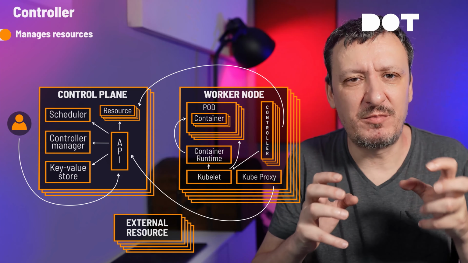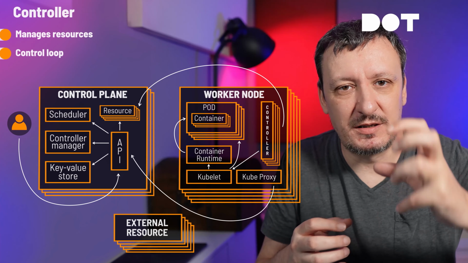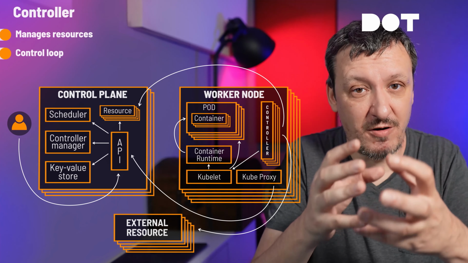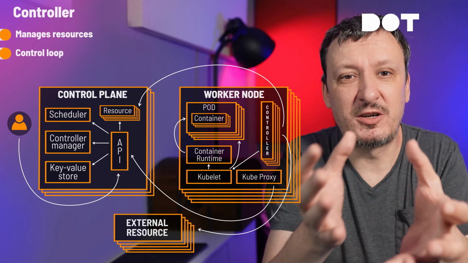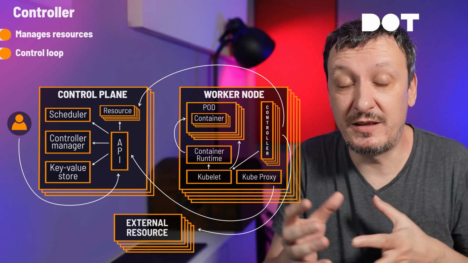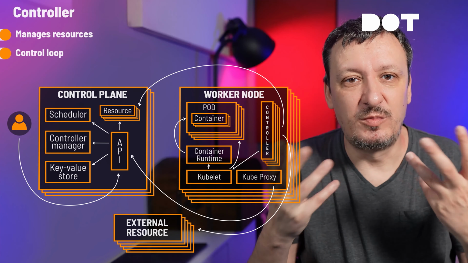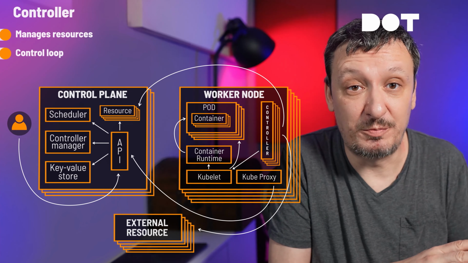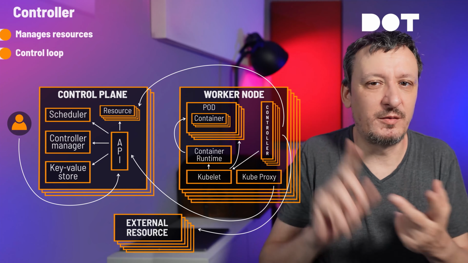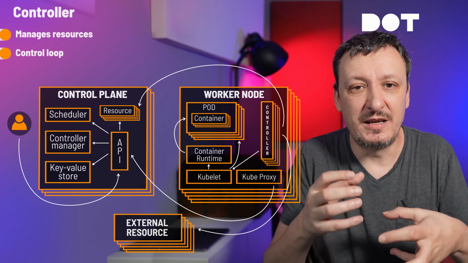And controllers have something called a control loop. They're constantly monitoring the state of a resource and making sure that that state, let's call it the actual state, is the same as the desired state. And in the context of Kubernetes, the desired state is what we told kubeAPI should be the state of some resource. Now, some controllers are baked into Kubernetes: node controller, endpoint controller, deployment, stateful set, replica set, pod, and so on and so forth. They're all baked into Kubernetes.